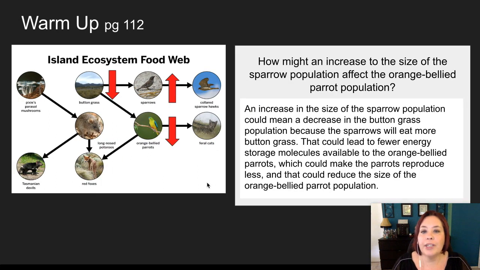So to sum it up, we could say an increase in the size of the sparrow population could mean a decrease in the buttongrass population because the sparrows would eat more buttongrass. That could lead to fewer energy storage molecules available to the orange-bellied parrots, which could make the parrots reproduce less, and that could reduce the size of the orange-bellied parrot population. So go ahead, take a moment. If you didn't have quite that written in, write something along those lines in, and then if you want also to put these arrows in, I like visual pictures, go ahead and do that on your warm-up now.